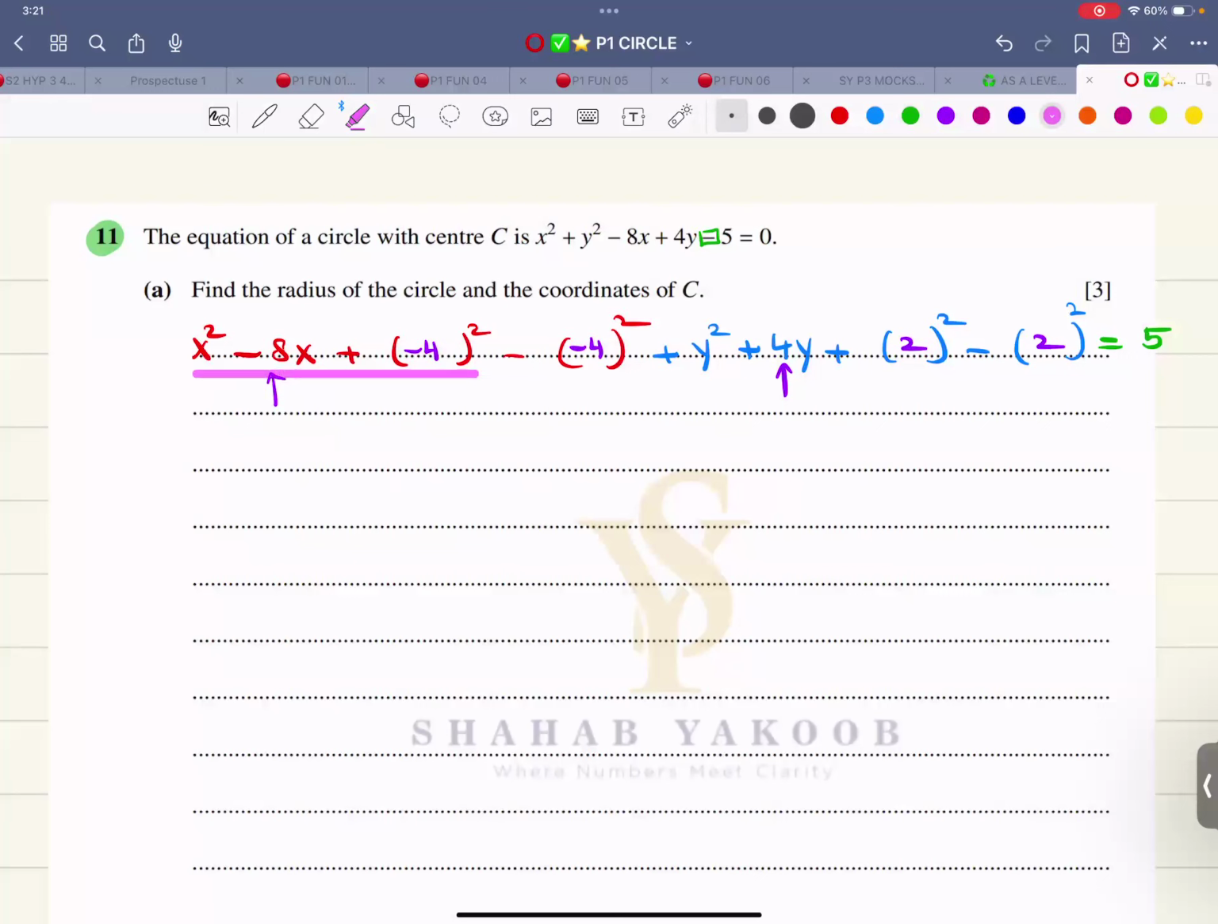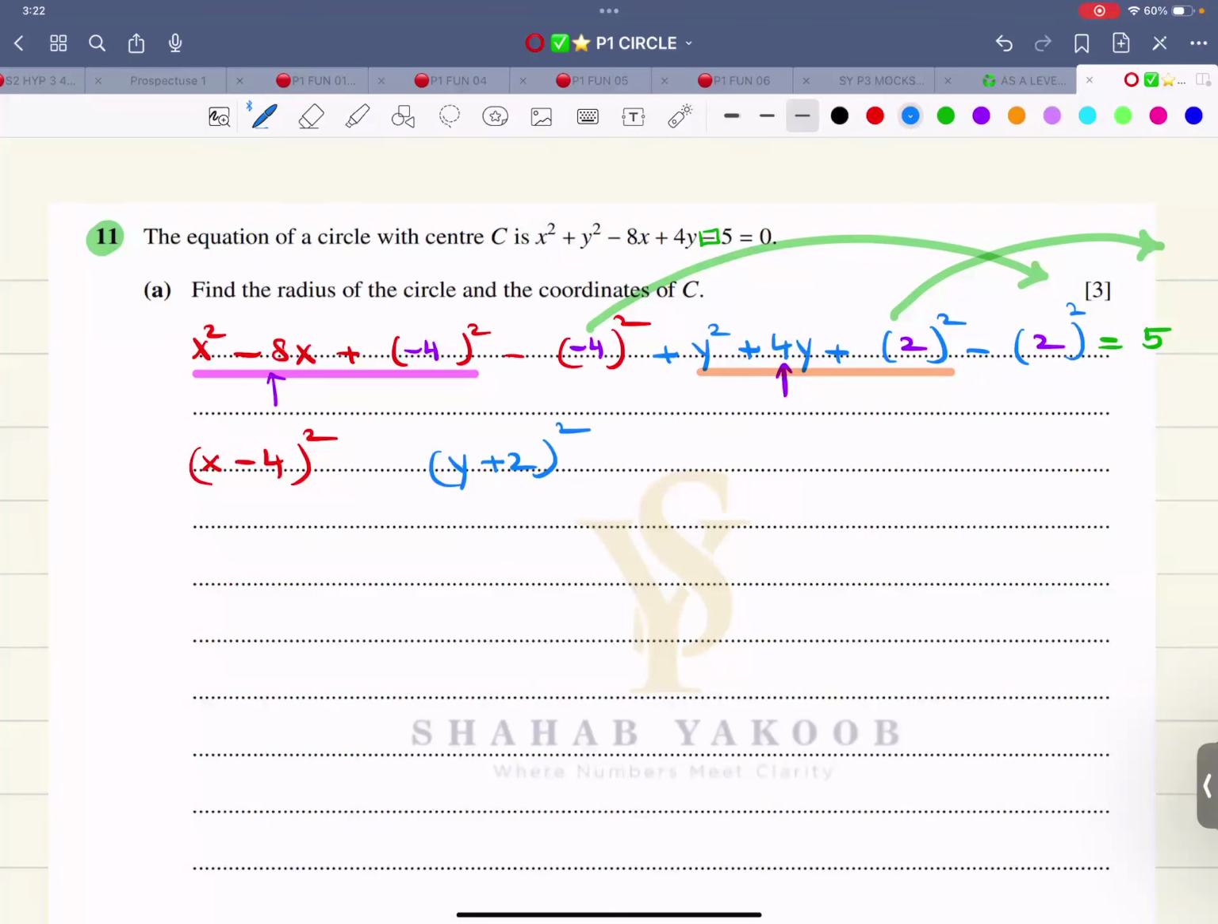So that is these 3 terms. Rewrite the first 3 terms of the quadratic as a perfect square, and then we will transfer this to the other side. That is the working over here. So first of all, this is x minus 4 whole square. And this one over here, the one in blue, that is y plus 2 whole square. And over here, we have negative 16. And we have over here positive 4.